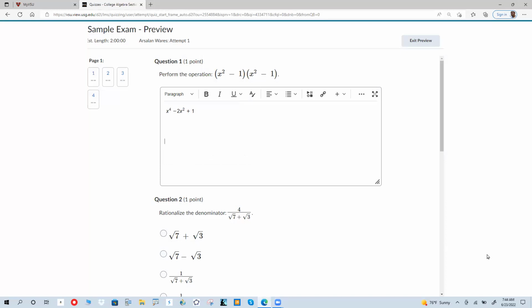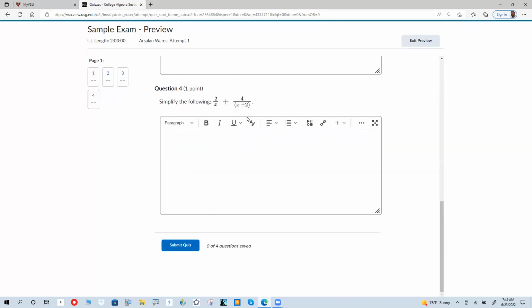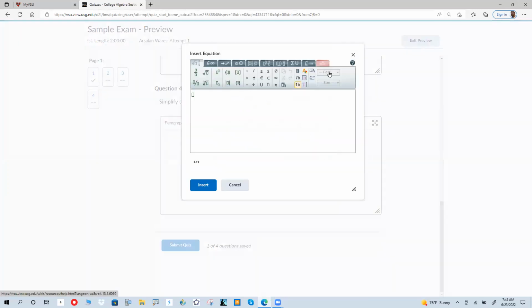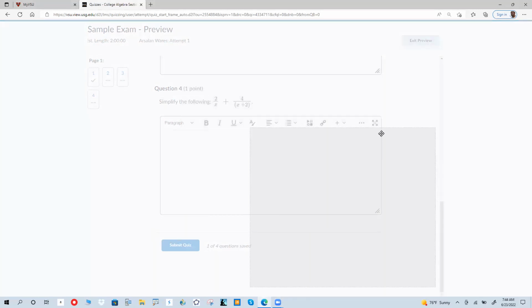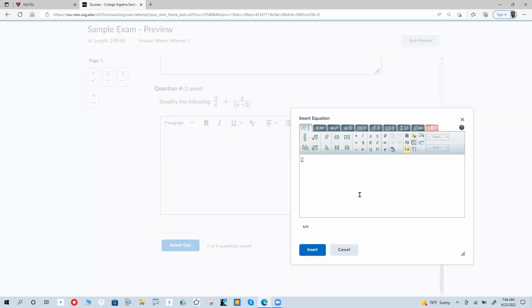Let me see, let's find another problem. So let's try this one: 2 over x plus 4 divided by x plus 2. Again, I'm repeating myself, I go to the plus sign on the right-hand side and look for equations, then go for graphical equation. And I want to see my question. Again, I would expect you to do it by hand on a piece of paper, then enter the final answer.